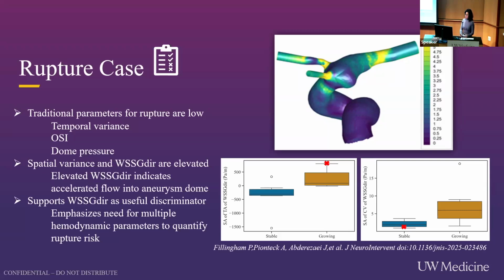As seen in the diagrams towards the bottom, the red X's indicated are specific case's data plotted against the study's data. This amplifies the notion that WSSG direction is a useful discriminator towards aneurysm growth, emphasizing the need to look for multiple hemodynamic parameters.